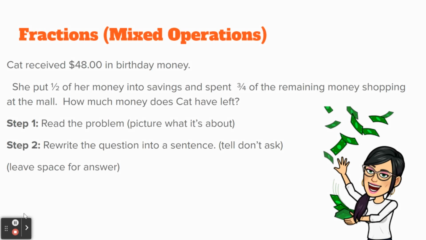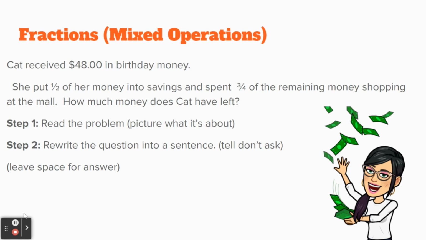Awesome! All right, friends. Here's a great question to ask about fractions. This one actually involves mixed operations. Kat received $48 in birthday money. She put half of her money into savings and spent 3/4 of the remaining money shopping at the mall. How much money does Kat have left?